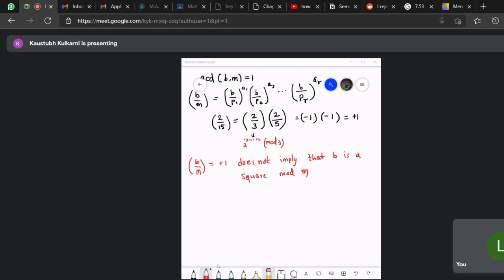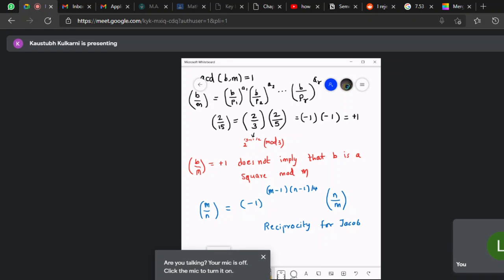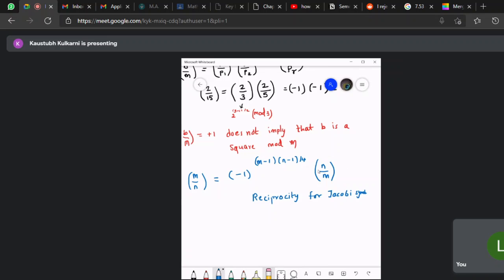So these are some of the properties that we'll see now. The Jacobi symbol of m upon n is equal to -1 raised to (m minus 1) into (n minus 1) upon 4, into n upon m. This is called reciprocity for Jacobi symbols. If we want to calculate n upon m from m upon n, or vice versa, you multiply the Jacobi symbol by -1 raised to (m minus 1)(n minus 1) by 4, and then you get its reciprocal.